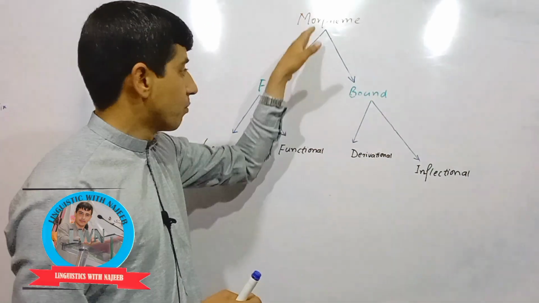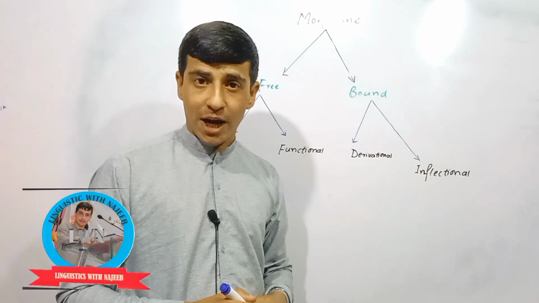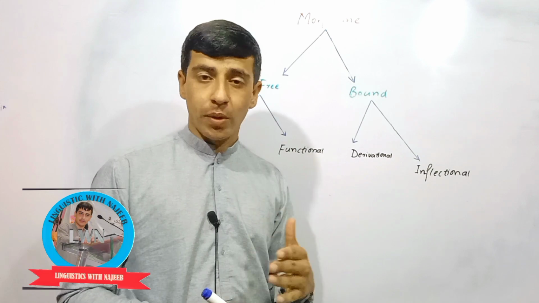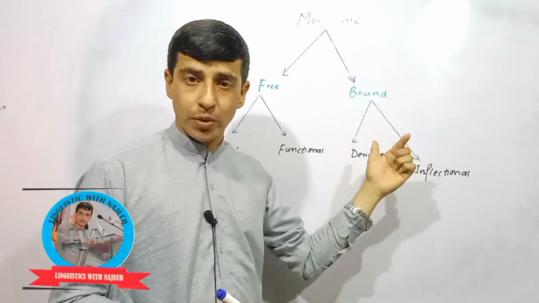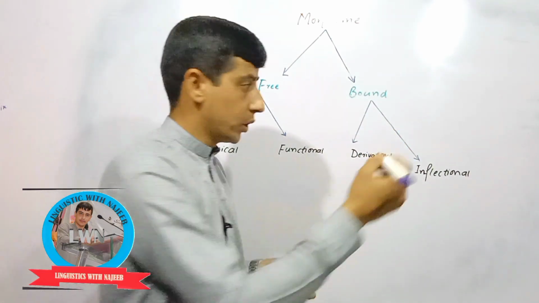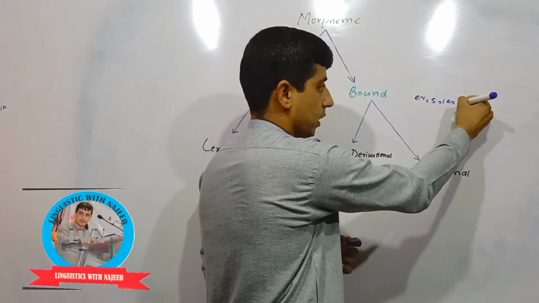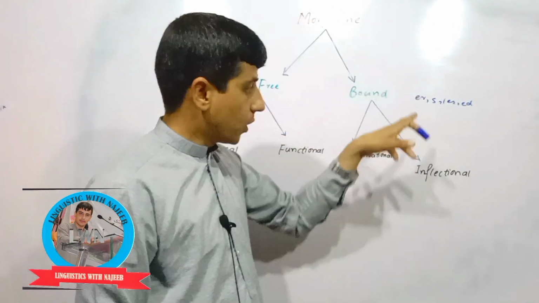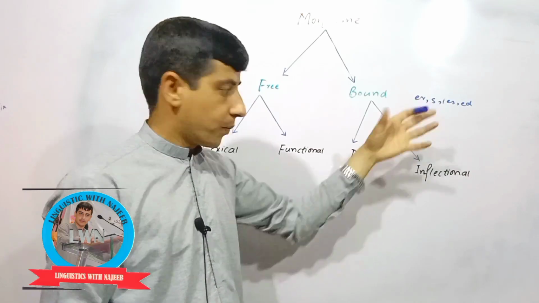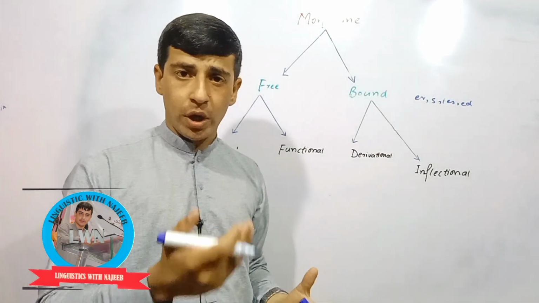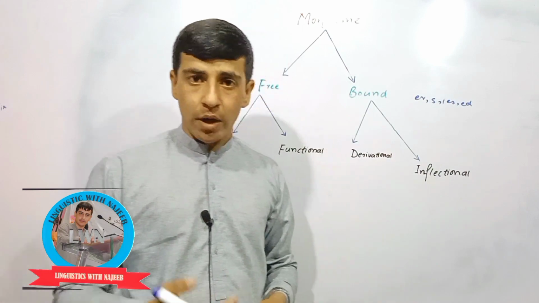The next type of morpheme is called the bound morpheme. A bound morpheme is that type of morpheme which cannot stand alone. A bound morpheme needs the help of a root to be aided with. For example, the morphemes -er, -s, -iest, -d, or -ed cannot stand alone. They need to be aided with roots. Bound morphemes have two more subtypes. The first one is called the derivational morpheme, and the next one is called the inflectional morpheme.